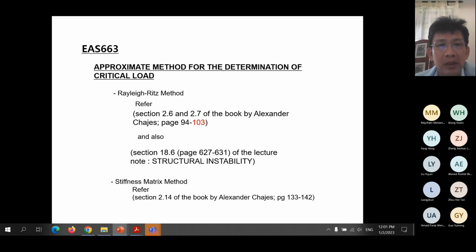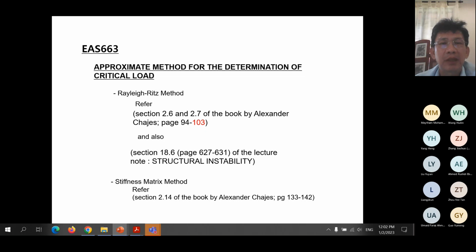And as I show on this slide, class, you can refer to section 2.6 and section 2.7 of the book by Chajes, pages 94 to 103. Okay? It covers 2.6 and 2.7. And also section 18.6 in the lecture notes called structural instability, pages 627 to 631. So these two give an explanation about Rayleigh Ritz method. And for the stiffness matrix method that we are going to look at in the next lecture, you can refer to section 2.14 of the book by Chajes, or pages 133 to 142.